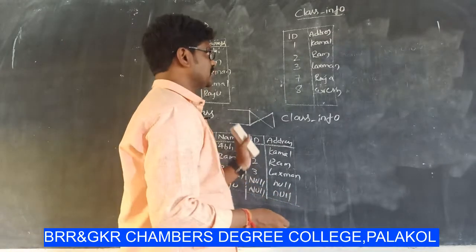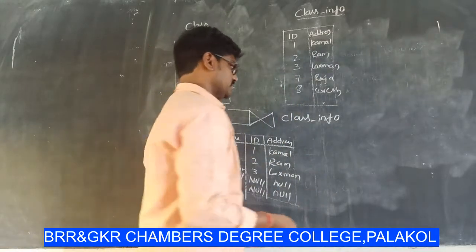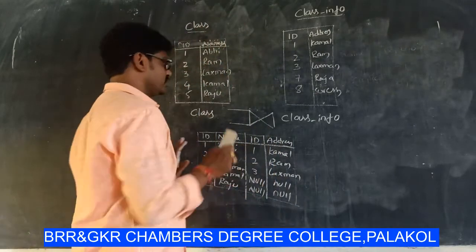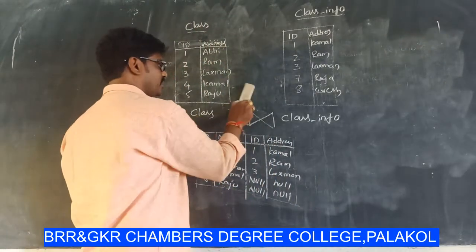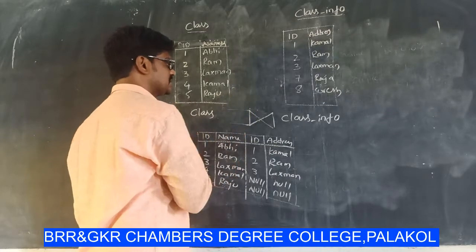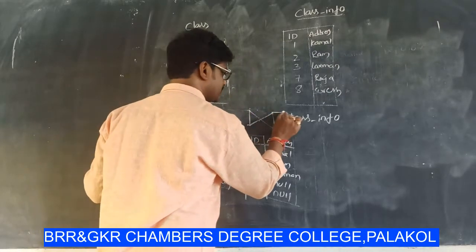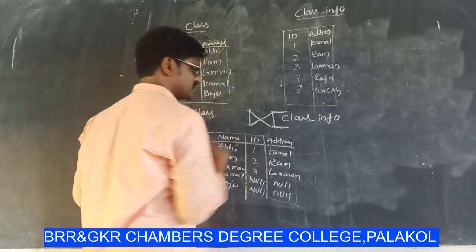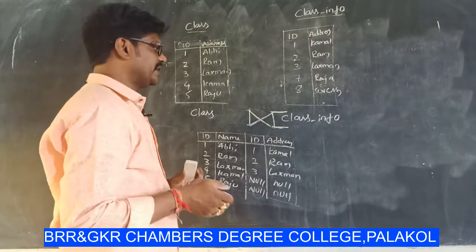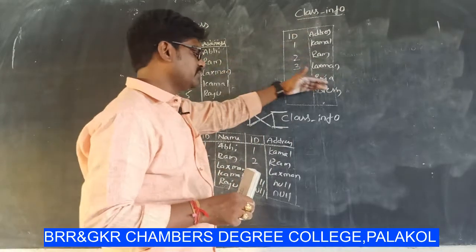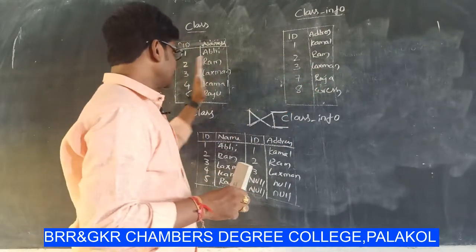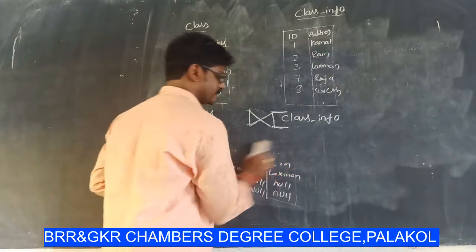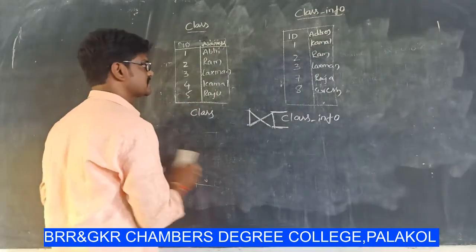Next, what is right outer join? For this example, take class and class info and apply right outer join. This is the symbol for right outer join. When I apply the right outer join, the right table must appear completely compared with the left table. So what is the output of these two tables?